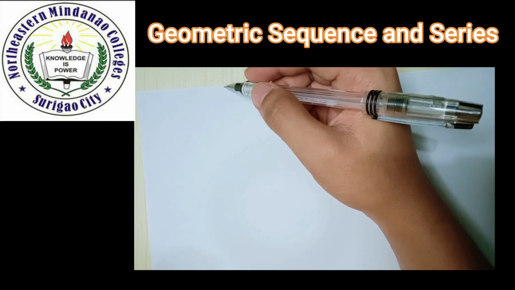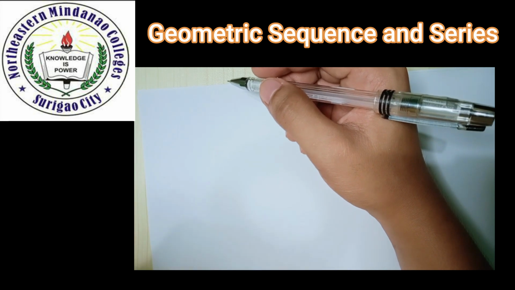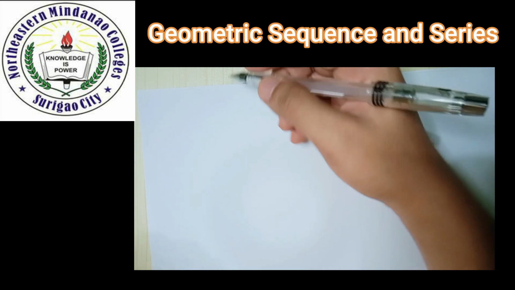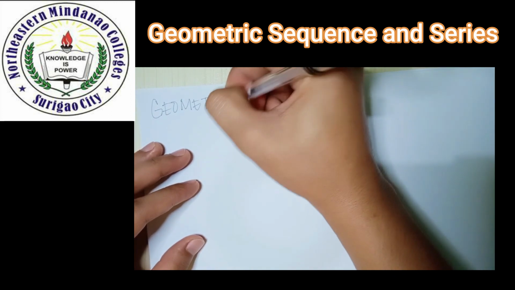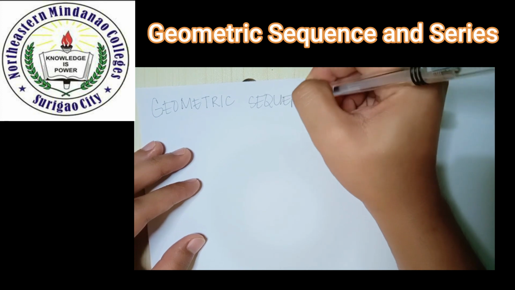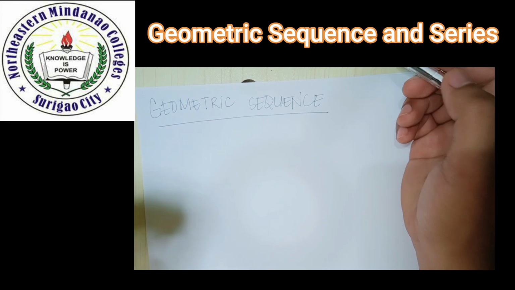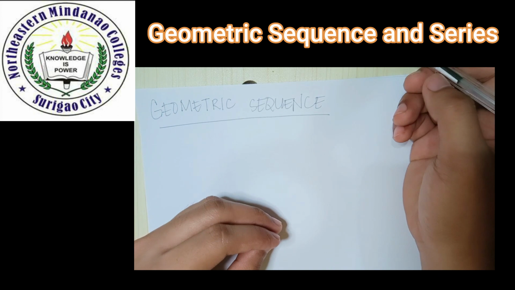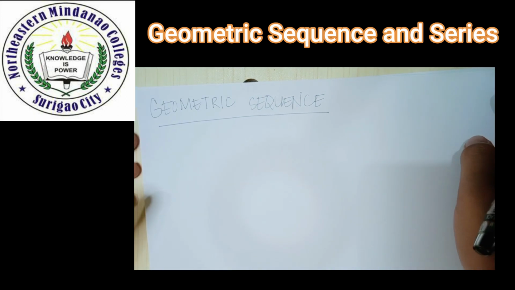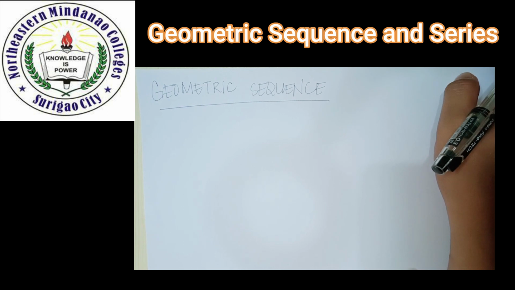Okay, so this time, we will be learning another form of a number sequence. Aside from arithmetic sequence, we have the geometric sequence. Now, the same with arithmetic sequence, this geometric sequence also has its own definition, and it has procedures or rules or policies for why we call a sequence geometric.